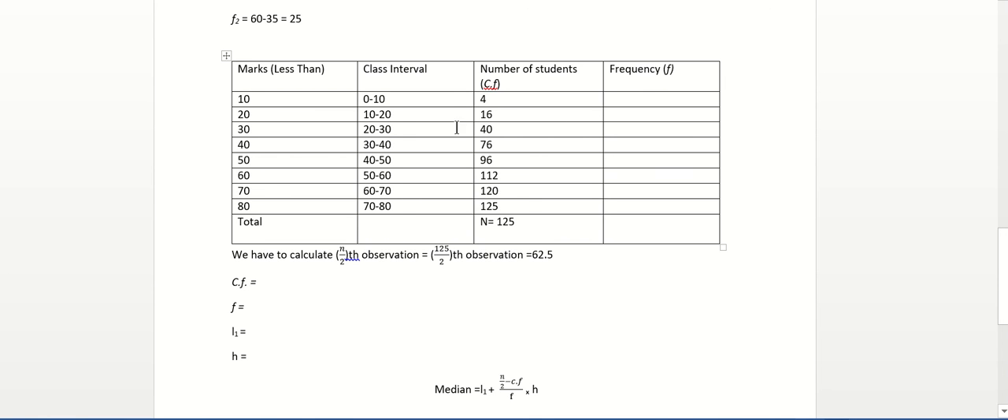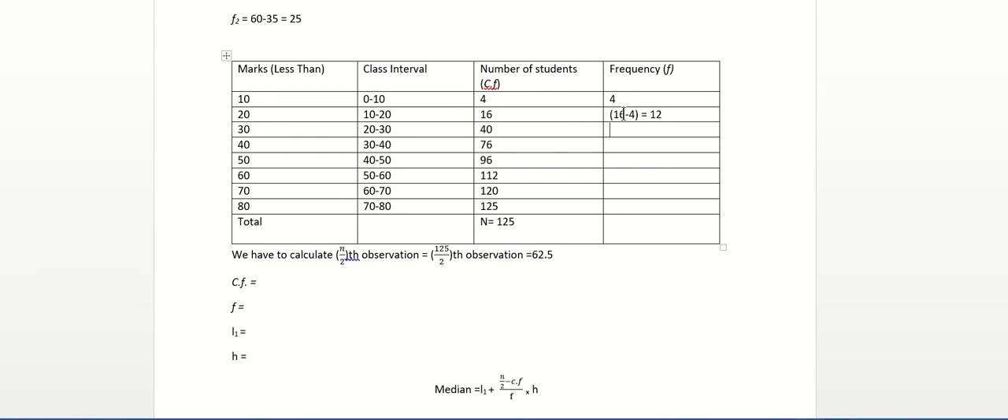Now the second step is to derive frequency from CF. Okay, so how will we do that? In CF we used to add all the frequencies one by one. Now we will subtract. So less than 10 and 0 to 10 have frequency 4, so it will remain the same, 4. Now to calculate, see this 16 is less than 20. Now I have to change this less than 20 into 10 to 20. So what I will do, I will subtract 16 minus 4. So this is 12.